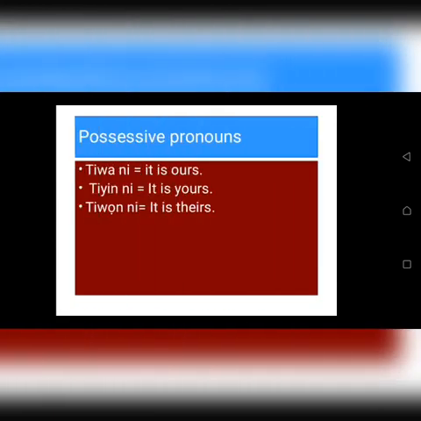Right? Okay. So possessive pronouns, we have just three. Tiwa ni, it is ours. Tiyin ni, it is yours. Tiwọn ni, it is theirs.